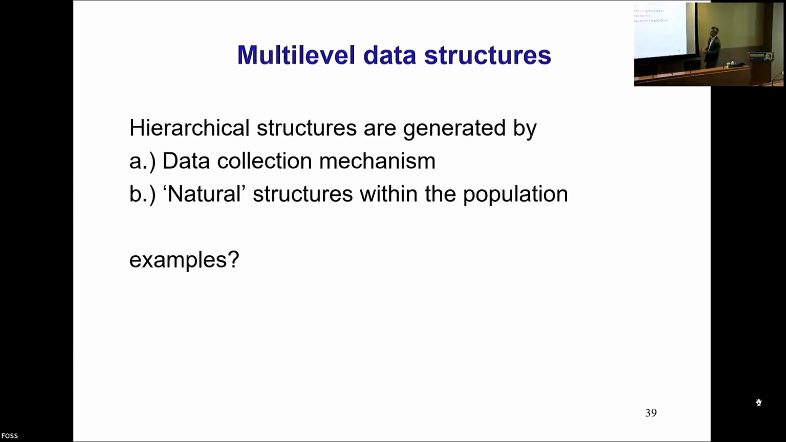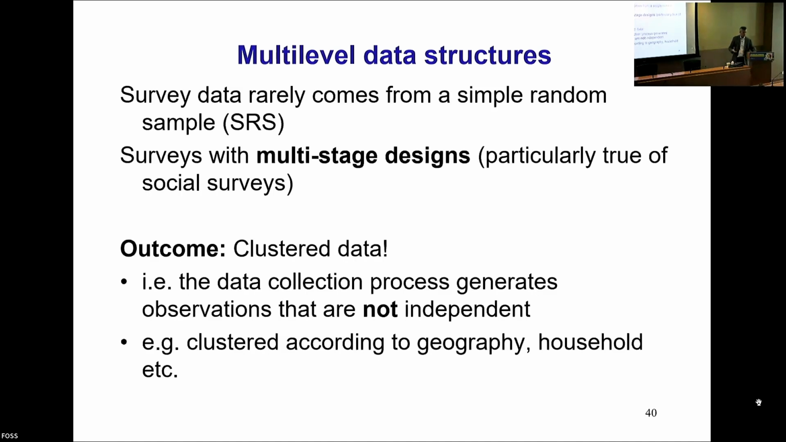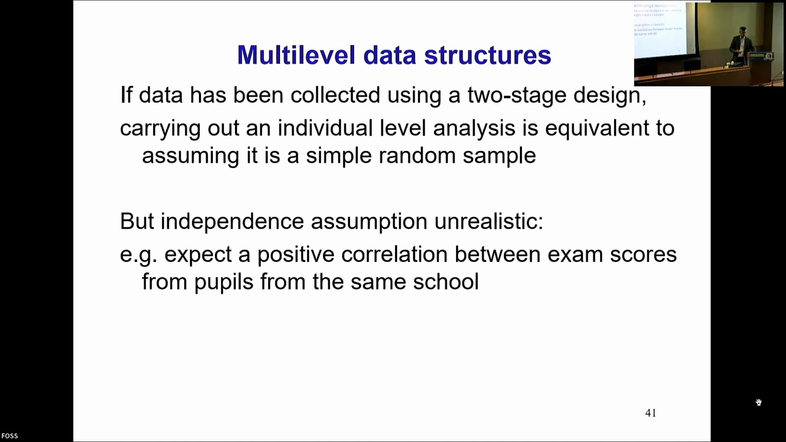Multi-level data structures can be generated either from the way we collect the data, and very often we collect survey data using a clustered sample design, or there are natural structures within the population. We won't go into that, but it doesn't really matter. But the natural structures within populations, that's why people look at country as a level, because they're interested in country differences in people's attitudes to various things.